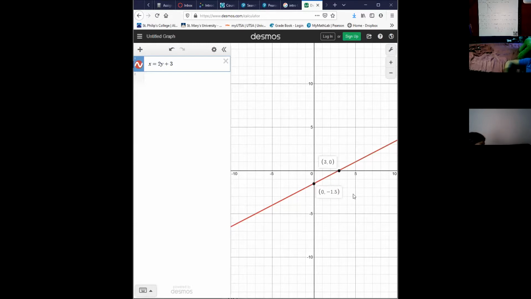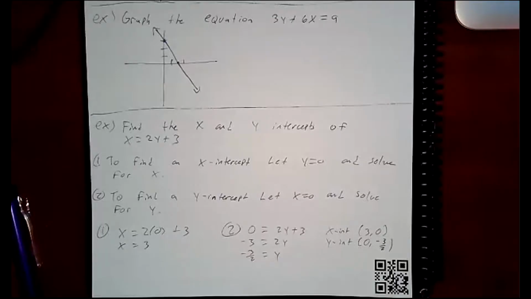So technically, we don't need to solve it by hand. I just want to show you just in case. So you're allowed to use this on your tests or your graph. It's pretty much the same thing. And it's just basically graphing.